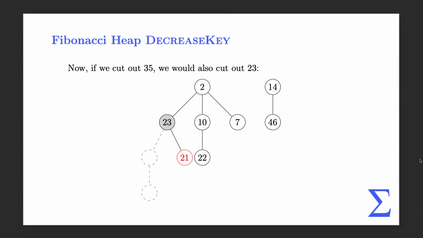So is there a problem if we just leave 23 there? What's the problem with, why do we have to get rid of 23 in that tree?